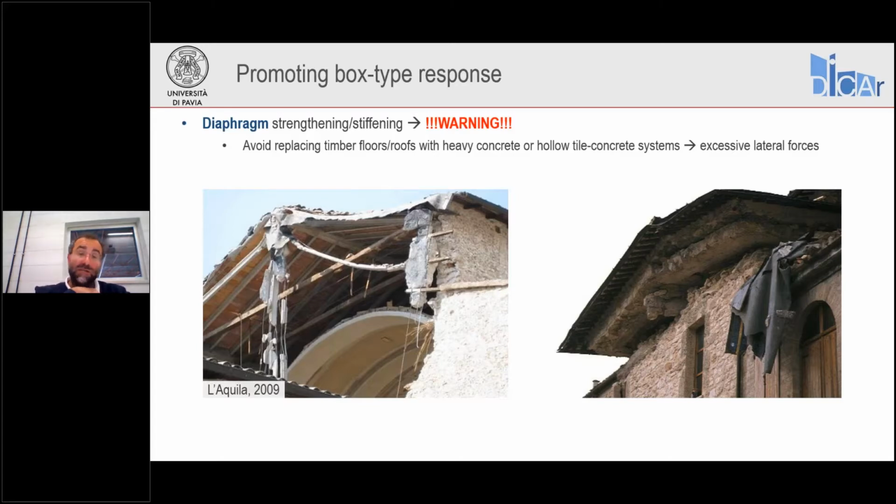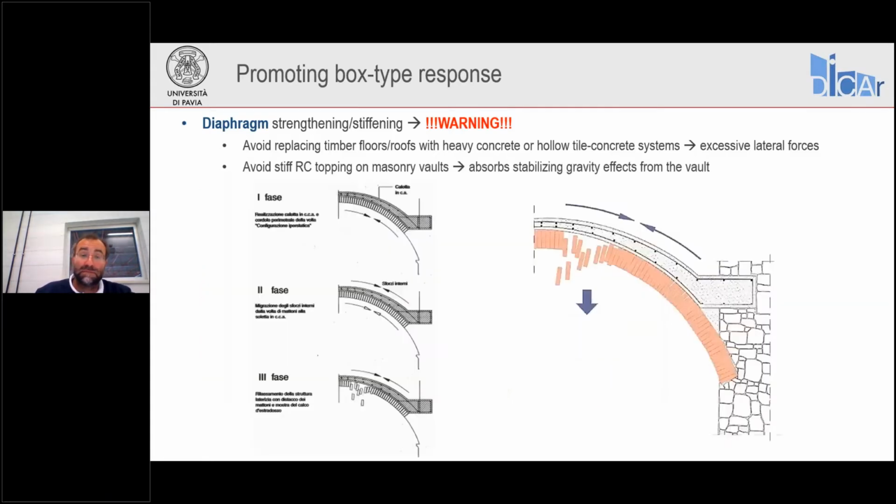Masonry, especially stone masonry, but generally existing masonry structures are not meant to support heavy reinforced concrete or mixed reinforced concrete hollow tile flooring systems. The result is what you see in these photos: collapse, complete collapse of floors or facades because of the forces applied by these excessively heavy elements.